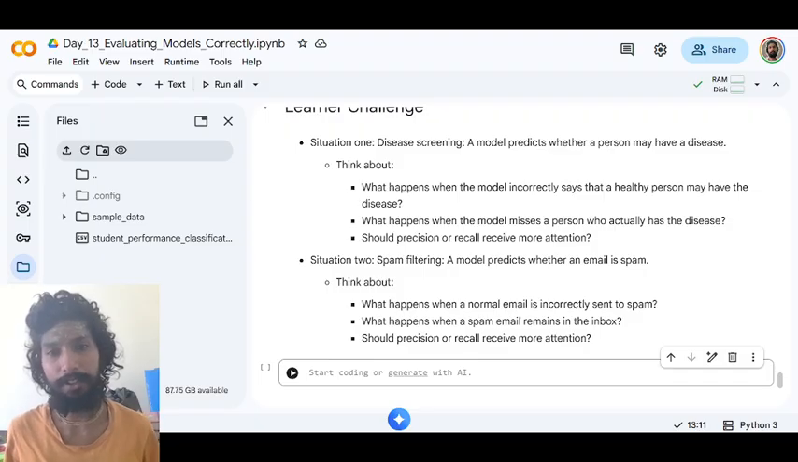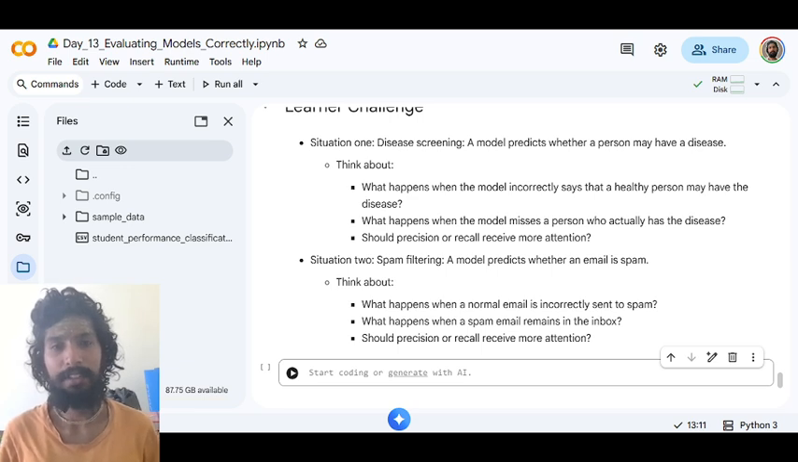So these are not universal rules. The correct metric always depends on the consequences of the mistakes. A common mistake is to calculate several metrics and then report whichever number makes the model look best. That is not the correct approach. The metric should be selected based on the use case before judging the model.